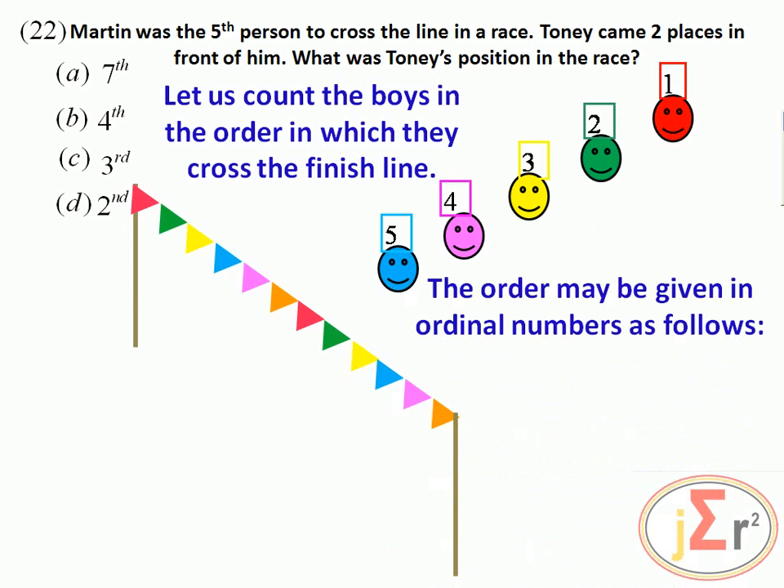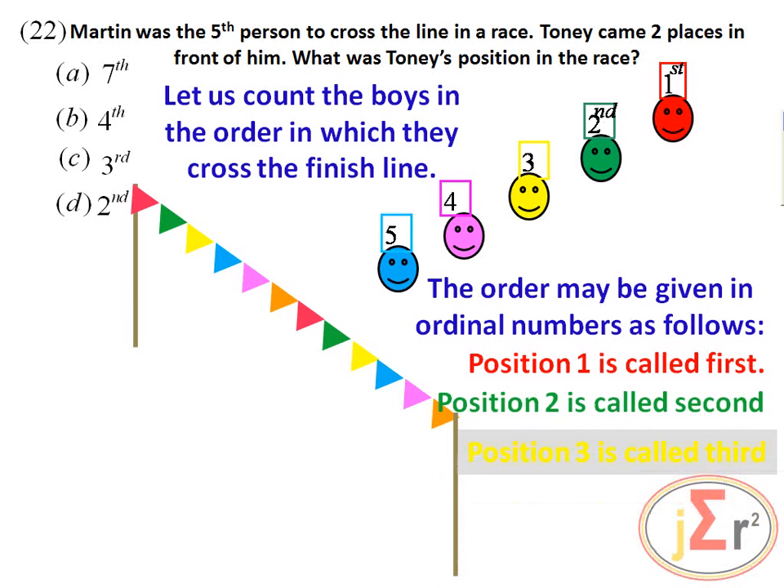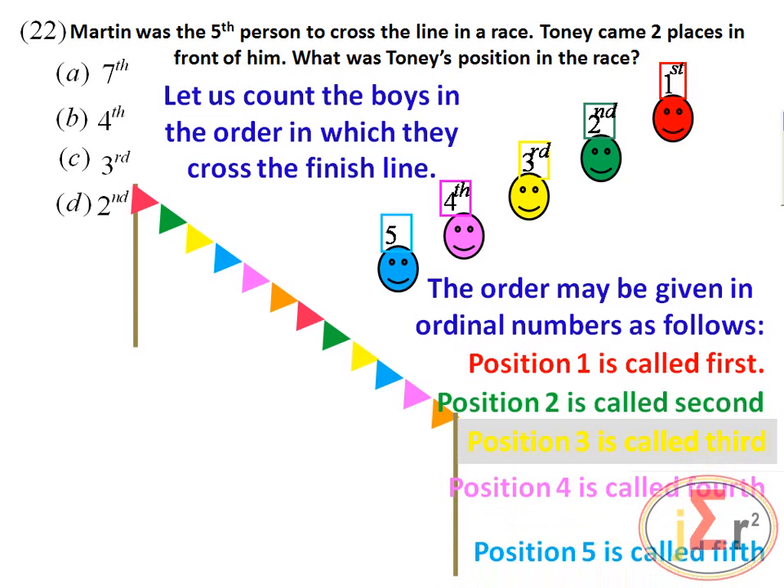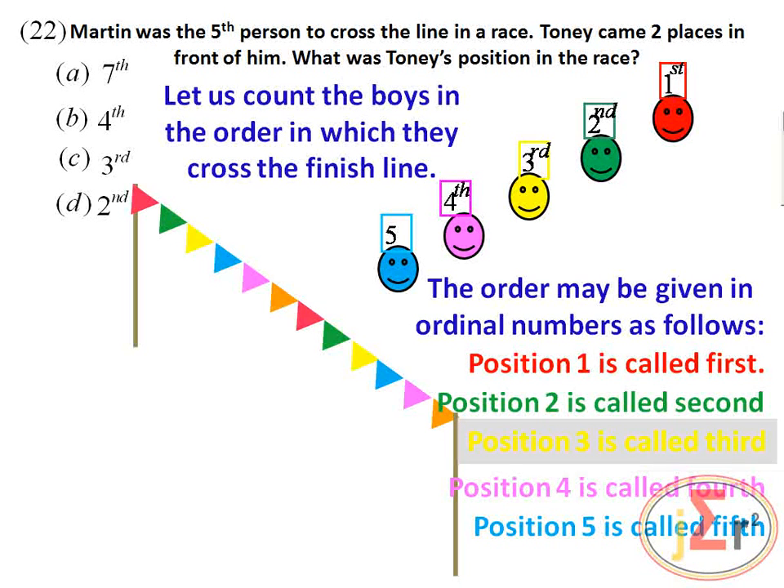The order may be given in ordinal numbers as follows. Position 1 is called First. Position 2 is called Second. Position 3 is called Third. Position 4 is called Fourth. Position 5 is called Fifth. Position 4 is called fourth. Position 3 is called third.